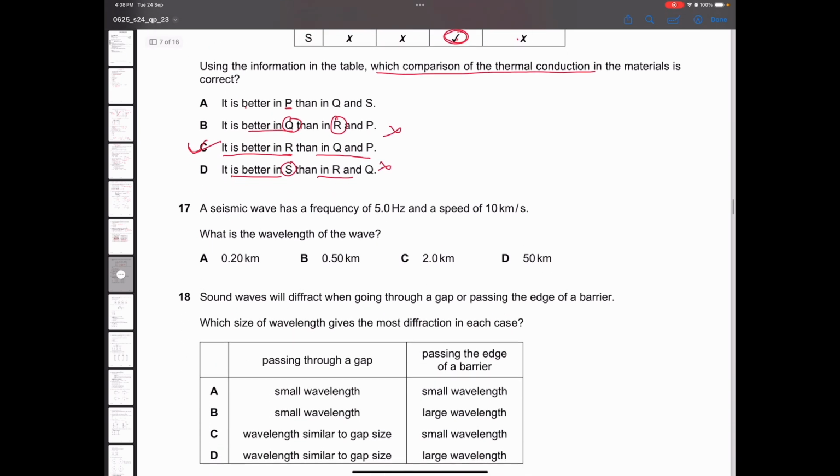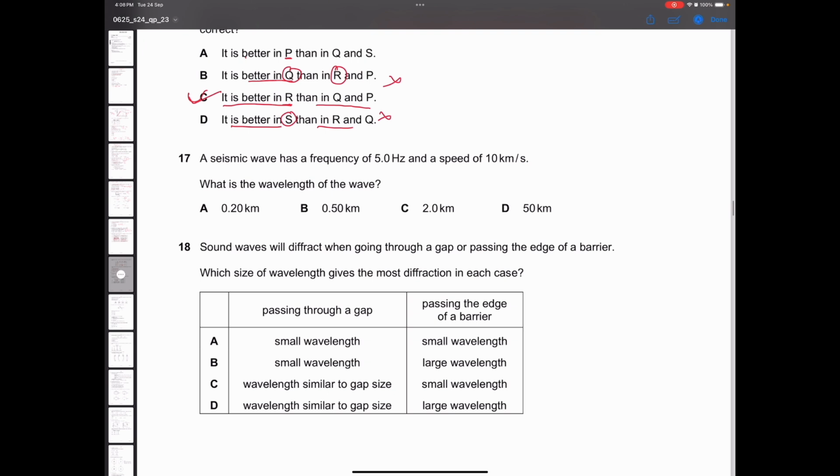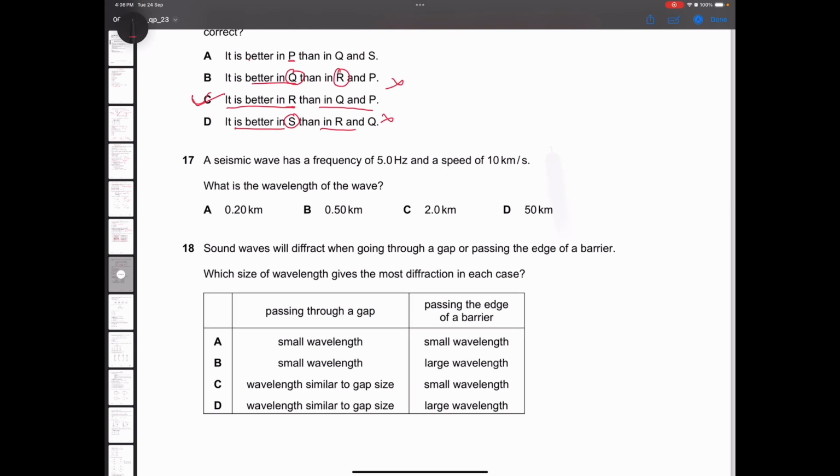Now, next question. A seismic wave has a frequency and a speed is also given. We know this equation that v equals f times lambda, frequency times wavelength, and we make the wavelength the subject. So it will be v by f. How much is the v? 10 kilometers per second divided by what is the frequency? 5. We know that frequency's unit is per second. So hertz will get cancelled with second and this will be 2. So the answer will be 2 meters, 2 kilometers, sorry. Option C is the correct one.